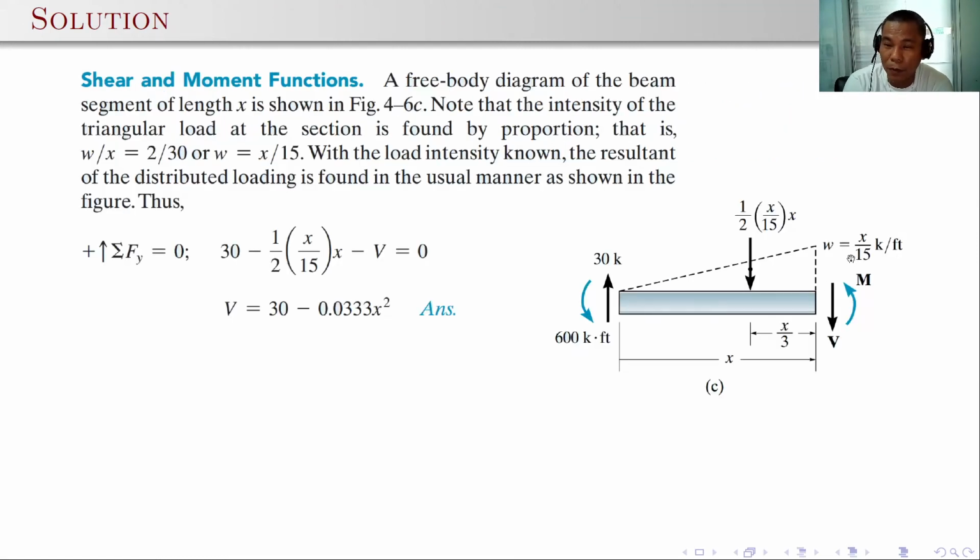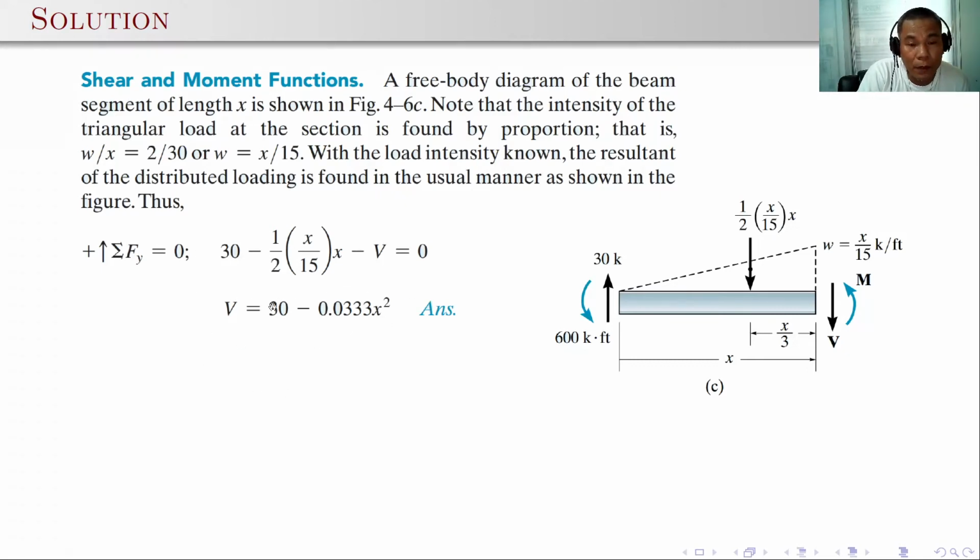So here w is 1 over 15 kip per foot, and the distance is x. The resultant of this triangle is 1/2 of this distance x times the height x over 15, so that's 1/2 x over 15 times x. If we sum up forces vertical, that is 30 minus 1/2 of x over 15 times x minus V is equal to 0. Solving for V, which is a function of x, V is 30 minus 0.033 x squared.